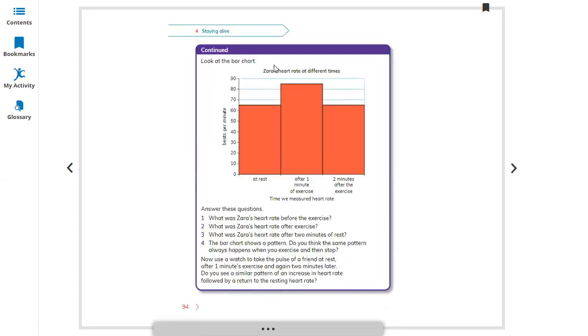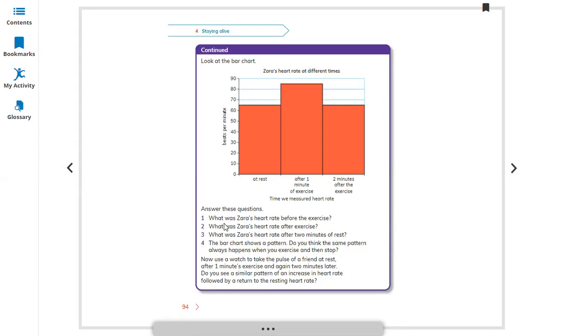Okay, look at the bar chart. You can see here at rest, when they are not doing anything, like now you're sitting. This is the normal heartbeat rate, normal position. After 1 minute of exercise and after 2 minutes of exercise, you can see here it's now reaching the position of 85, and at the rest position it is normal at 60 or 65.